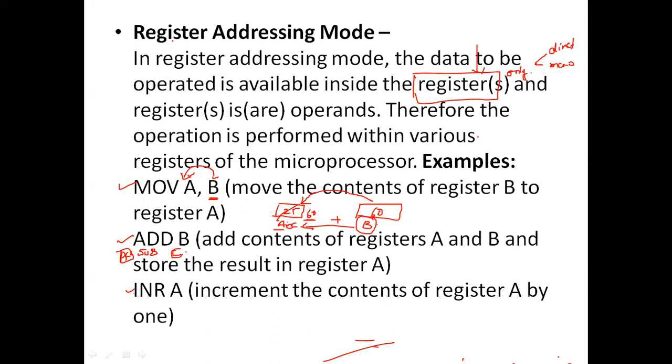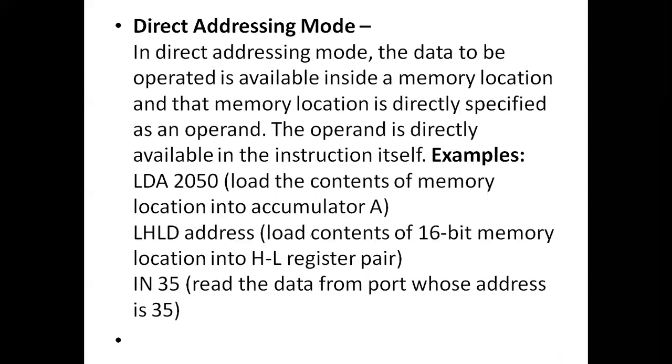Next one is INR A. INR means increment. Increment the register A. A is the accumulator register which is going to be incremented by 1. Here 60 is there. Now incrementing gives 61. So this is how register addressing mode works. What I mean to say is, in register addressing mode the data is available only in the registers, not in the memory location. We can't specify it directly in the operand field. Only in the registers the data is available.